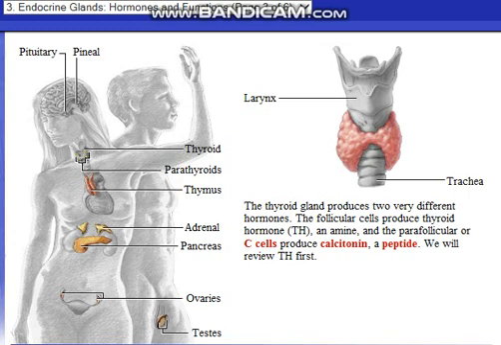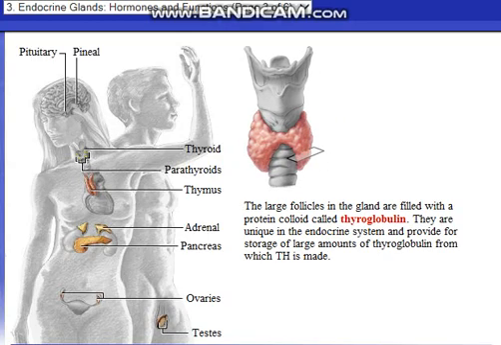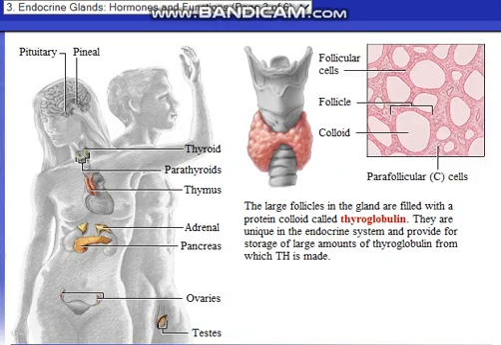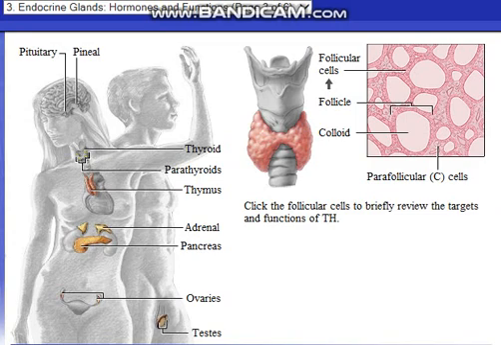The thyroid gland produces 2 very different hormones. The follicular cells produce thyroid hormone, an amine, and the parafollicular, or C cells, produce calcitonin, a peptide. We will review TH first and study it in detail in Topic 4. The large follicles in the gland are filled with a protein colloid called thyroglobulin. They are unique in the endocrine system and provide for storage of large amounts of thyroglobulin from which thyroid hormone is made. Click the follicular cells to briefly review the targets and functions of thyroid hormone.